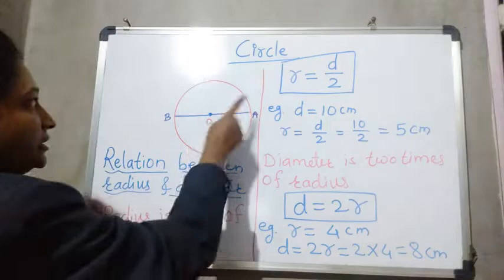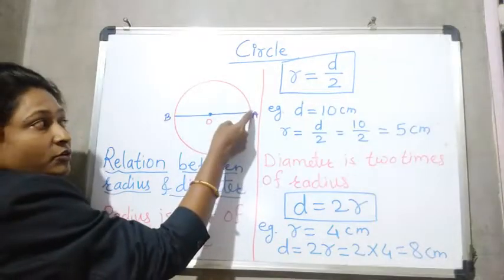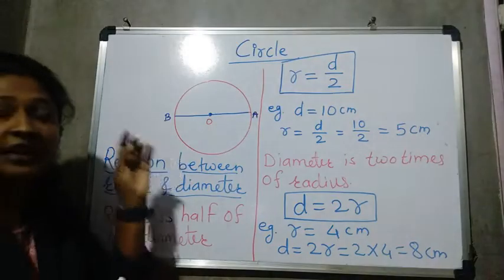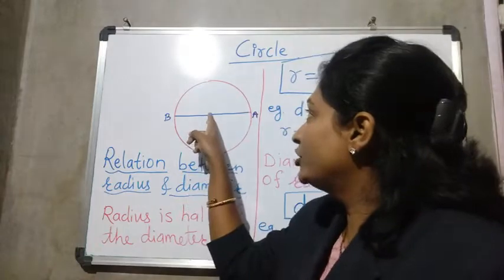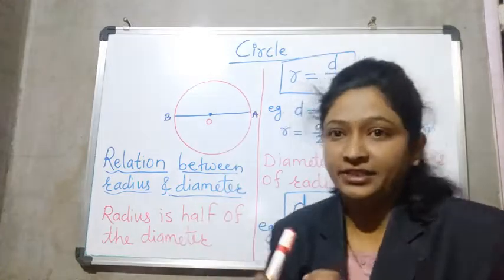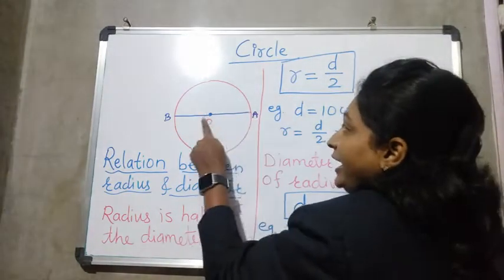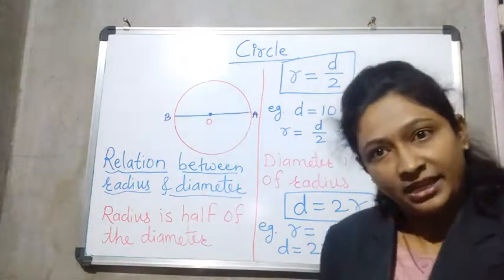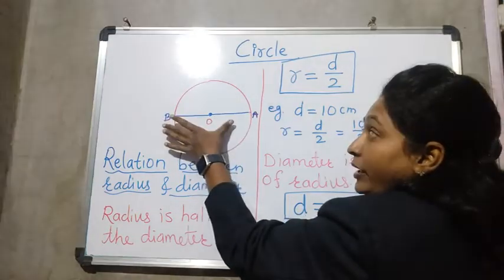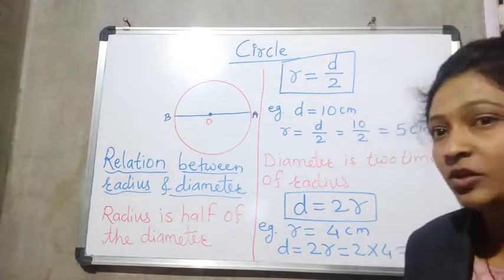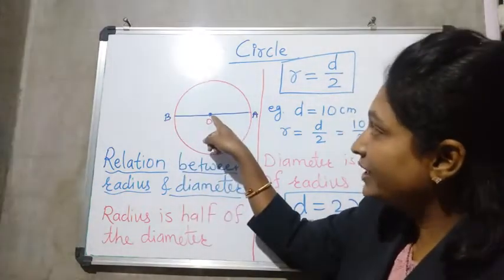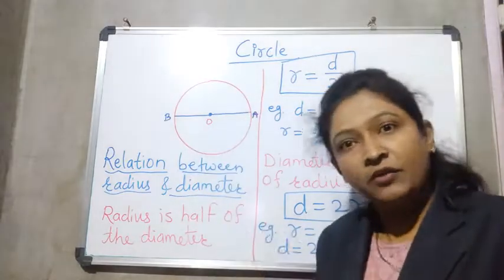Isn't it? Why? Because see, AB we drew through the center. This line OB is also from the center to the boundary of the circle, and I told you that from the center of the circle, each point of the boundary is at equal distance. Means OA and OB, both distances are equal. If OA is 5 centimeter, then AB is 10 centimeter. If OA is 5 centimeter, then OB is also 5 centimeter. Why? Because from the center of the circle to the boundary of the circle, the distances are equal.